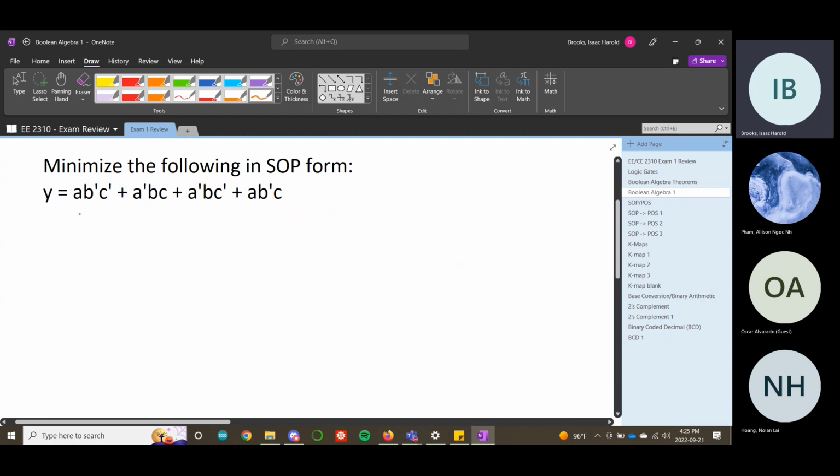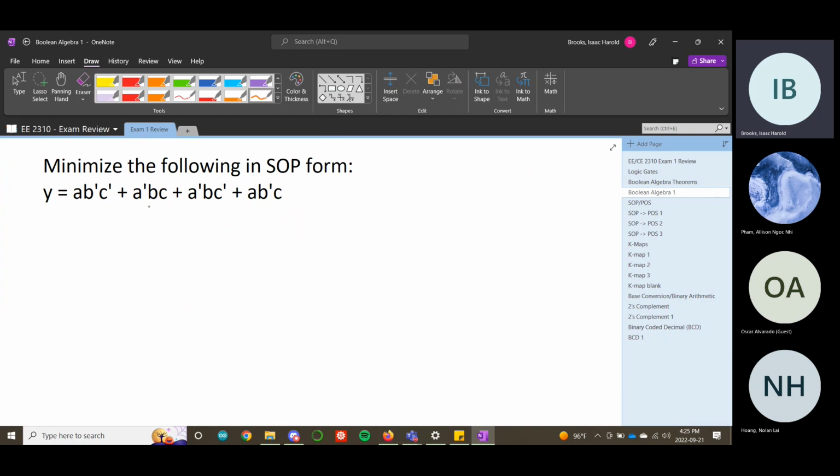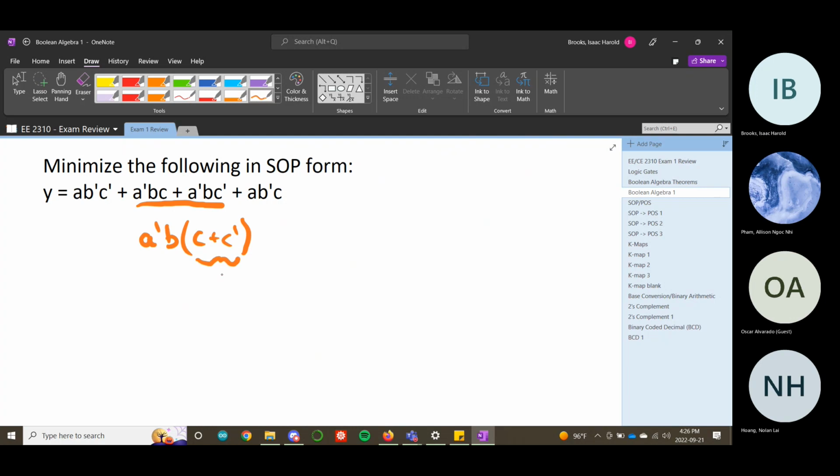we can pair up some terms and look to see what we have in common. If you look at these two terms, both of them have an A naught B. So we can factor out the A naught B and then say C or C naught. That's what's left. Let's just focus on this term. C or C naught is going to be 1, because one of these is going to be 1 and the other one's going to be 0. You're ORing them together, so that's going to be 1. So then this just becomes A naught B and 1, so just A naught B. So I get to write that in 2 steps: A naught B and 1 becomes A naught B.